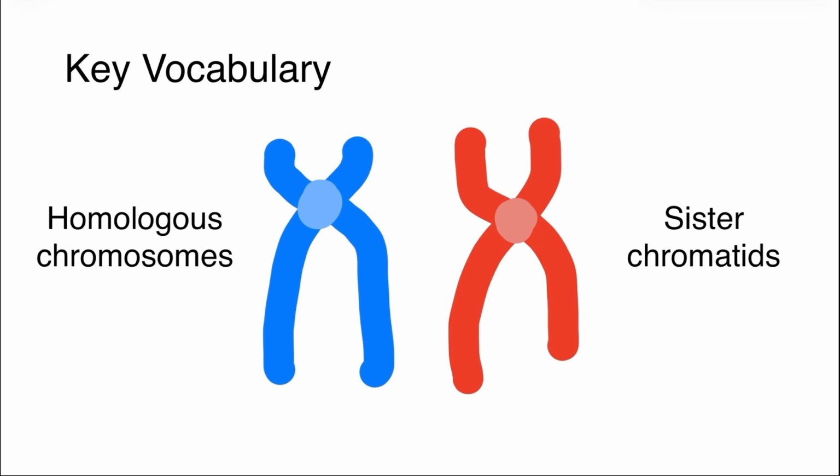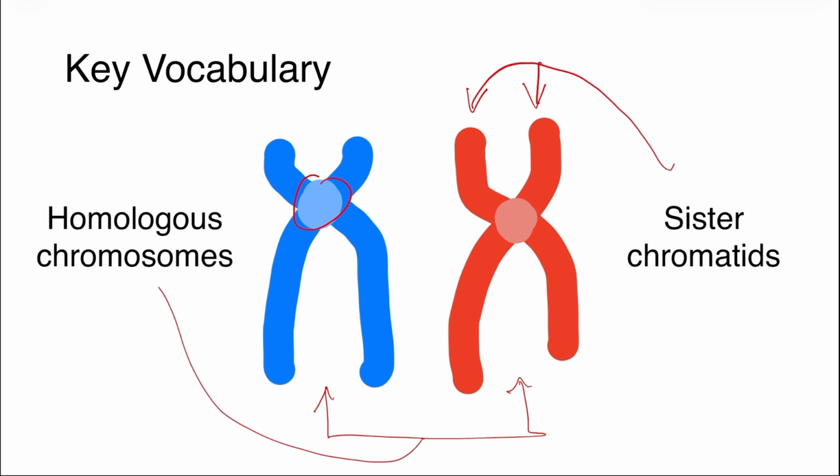Sister chromatids are identical copies of a chromosome made during DNA replication, held together here at the centromere. Homologous chromosomes are a matching pair, one from each parent, with the same genes in the same locations, but not necessarily the same versions of those genes. So these two would be sister chromatids, whereas these two would be homologous chromosomes.